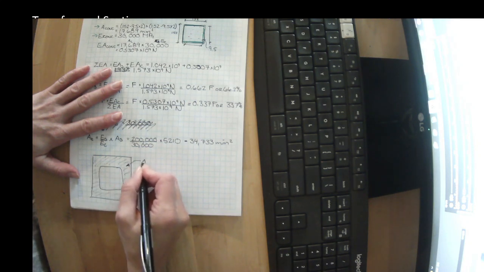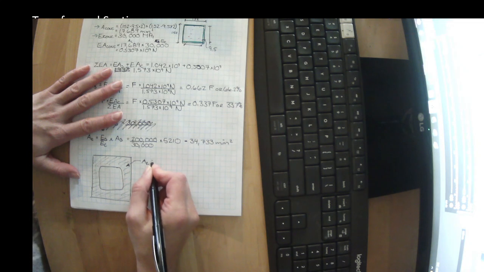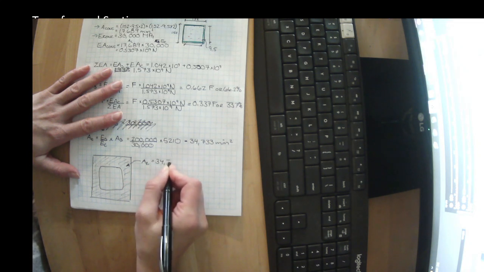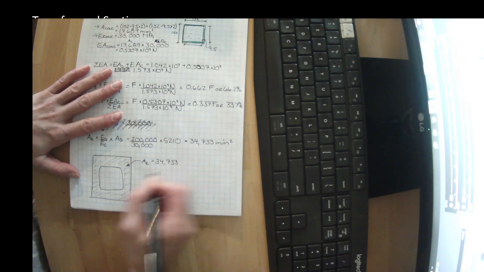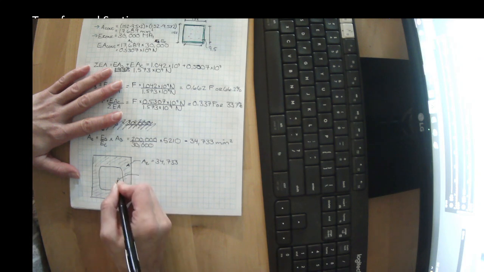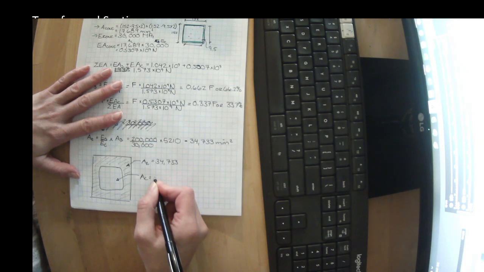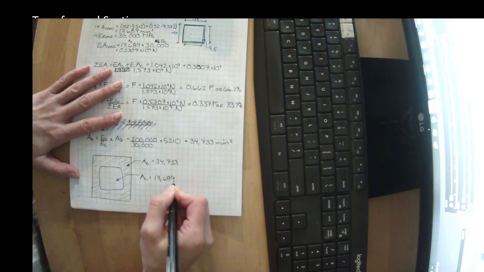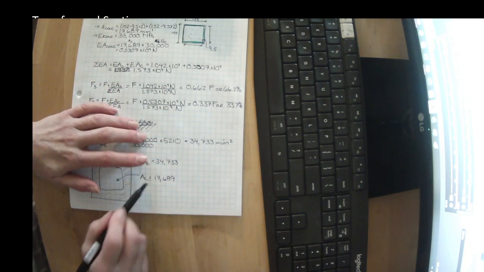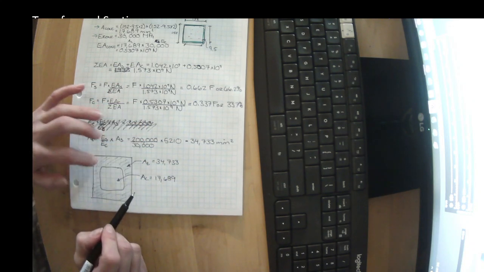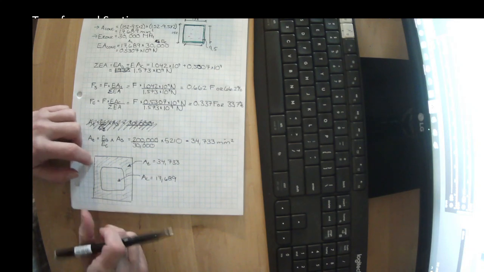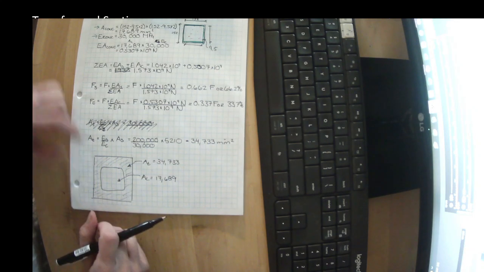So that is the area, or the transformed area, 34,733, and that is the area of the original concrete, which was 17,689. All of a sudden, it's really easy to see that more of the load is going to go to the steel. It's now very easy to see that equivalent.